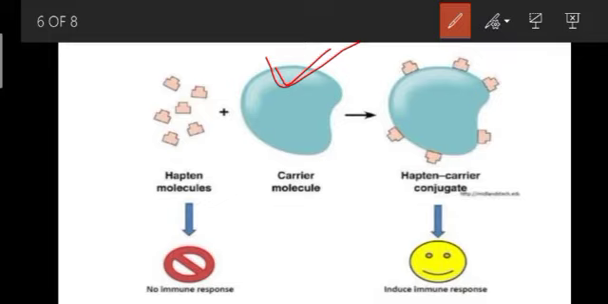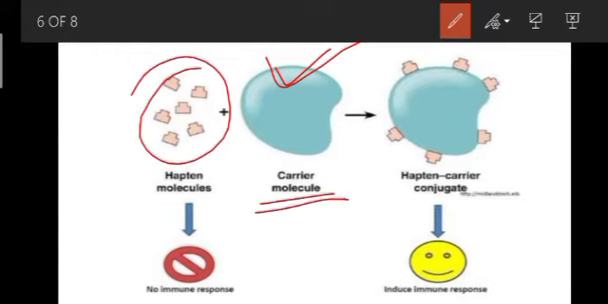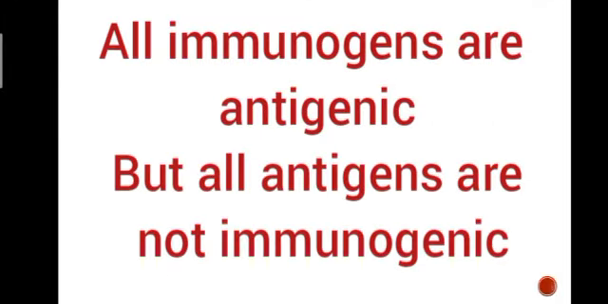Thus a hapten is a compound that by itself is incapable of inducing an immune response. However, when a hapten is conjugated with a carrier molecule, an immune response can be induced against it. So from this topic we can say all immunogens are antigenic, but all antigens are not immunogenic. To understand this, I give a funny example.